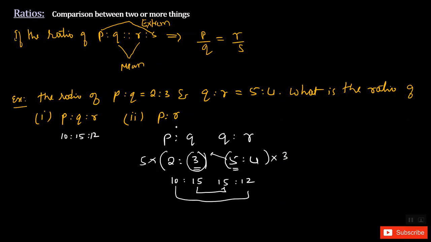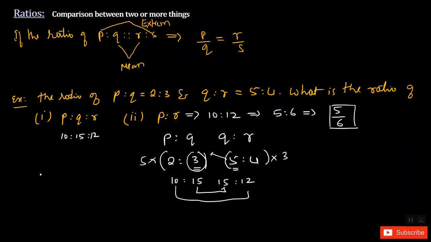So what would be the ratio of P is to R now? Take the extremes, that is 10 is to 12. You can further simplify it as 5 is to 6, or you can also write it as 5 by 6. This is the ratio of P is to R.